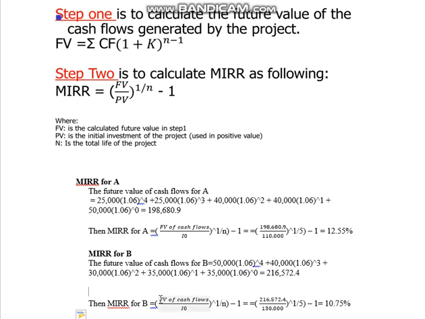So it is equal to the future value of the cash flows divided by the initial investment in its positive value, to the power 1 over n, all minus 1. So it will be equal to 10.75%.